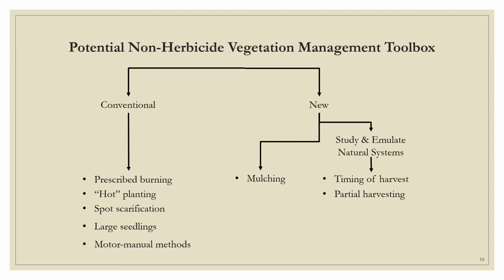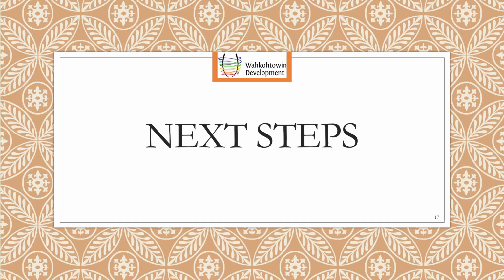There are also new methods emerging with new research and technology. The first is mulching, which would help with slash piling and planting sites, and the second is attempting to study and emulate natural systems, which includes timing of harvest and partial harvesting. These are all potential tools to be explored that can help forest managers to successfully regenerate forests without the use of herbicides. Moving forward, we will continue to look into alternatives as we drive towards zero herbicide application.